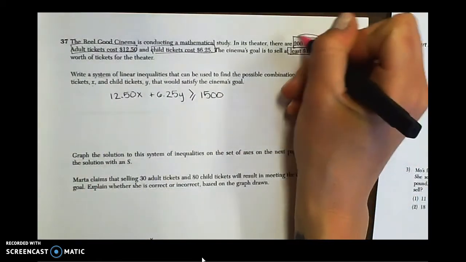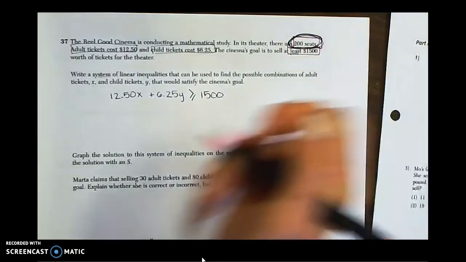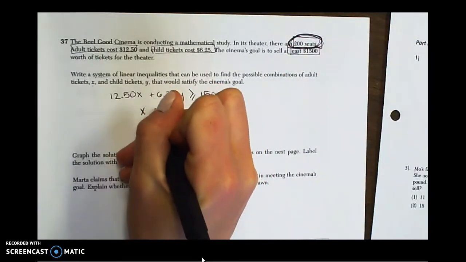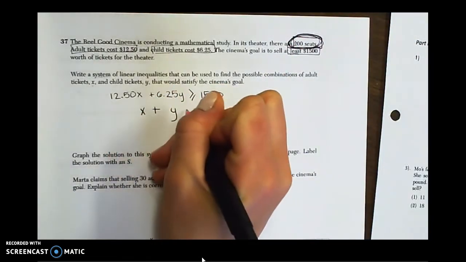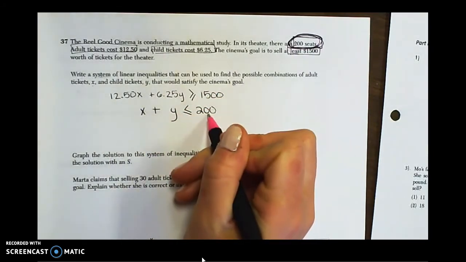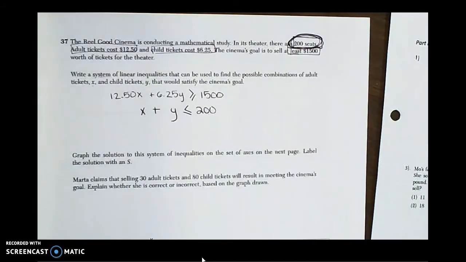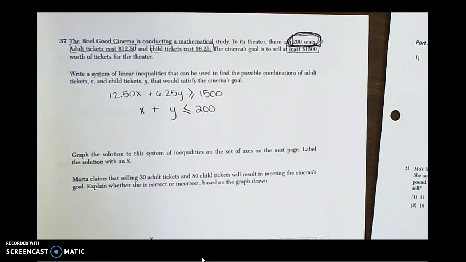All right, now we have to find one more equation. And I haven't used this information here yet, 200 seats. So there's 200 seats in the theater. That means the adult tickets plus the child tickets have to be less than or equal to 200. I can't sell more than 200 tickets, okay, but I can sell less than or equal to. So now we have our system.